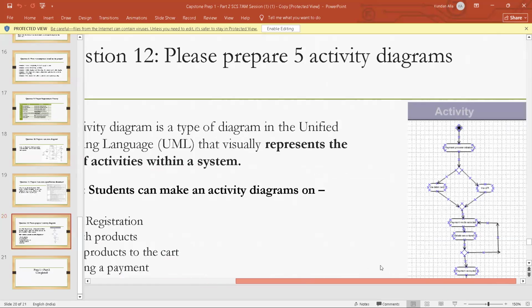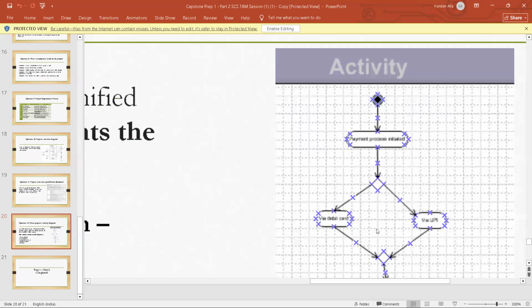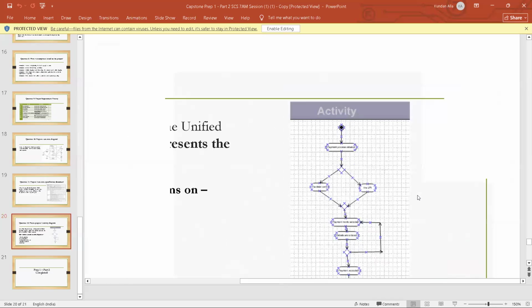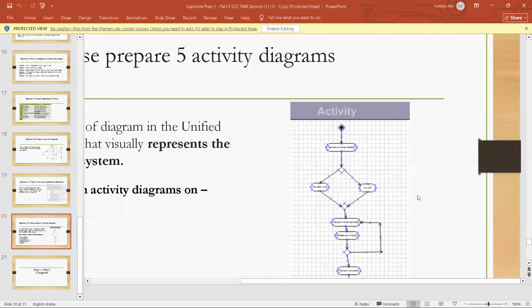So here you can see how this activity diagram looks. This example is all about the payment process. Payment processing is initiated. After that, by using branch and merge, we divide into two: one is for debit card, one is for UPI. The main use of branch and merge is that only.